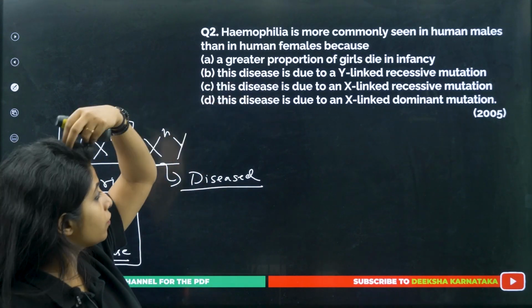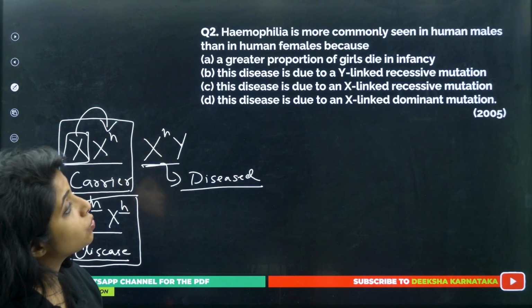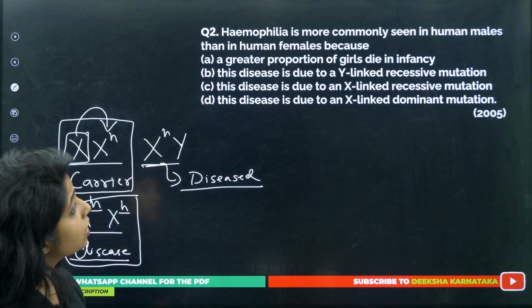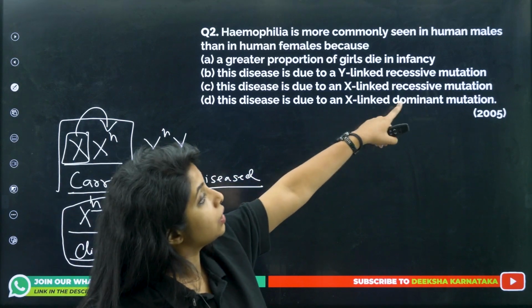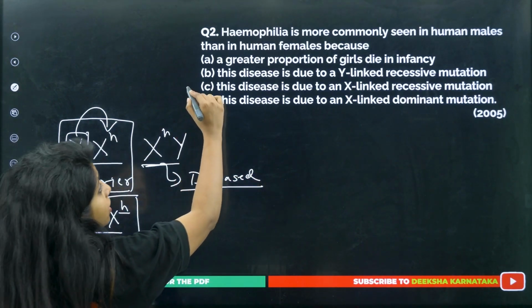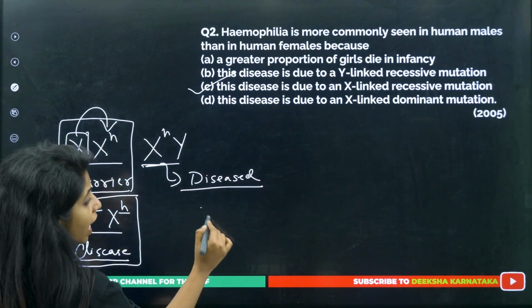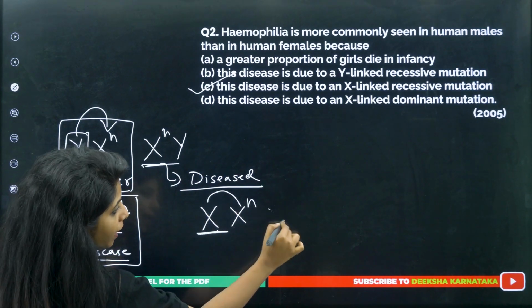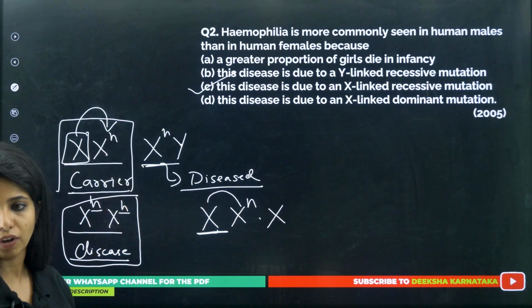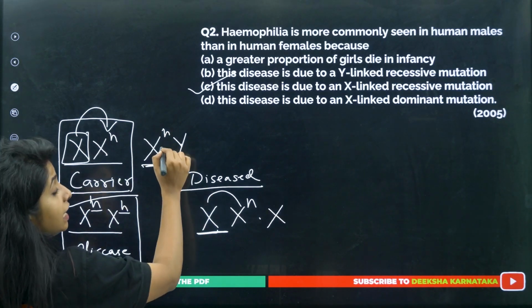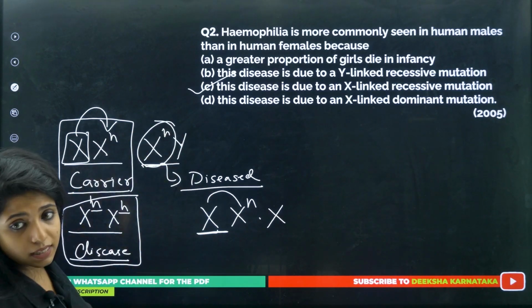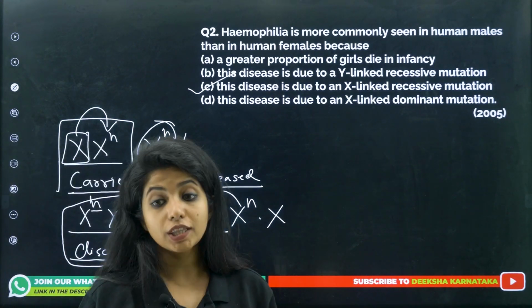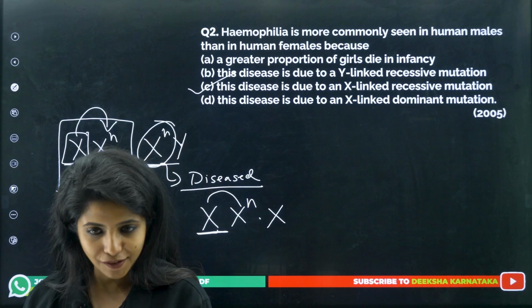A greater proportion of girls die in infancy? No. The disease is due to Y-linked recessive mutation? No. This disease is due to X-linked recessive mutation? This disease is due to X-linked dominant mutation? Children, this is due to X-linked recessive mutation, which is why if you have a dominant allele on the other hand, this particular female would not have this disease, as it would overshadow the effect of this. Whereas in this recessive condition, just like in males, it will be a disease condition. Okay, so this is the answer for the second question. This came in NEET 2005.